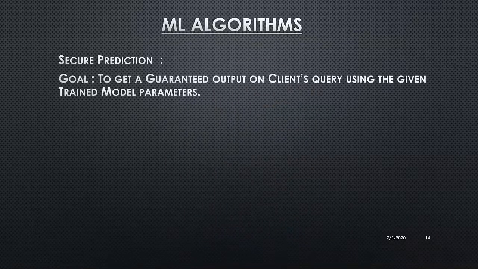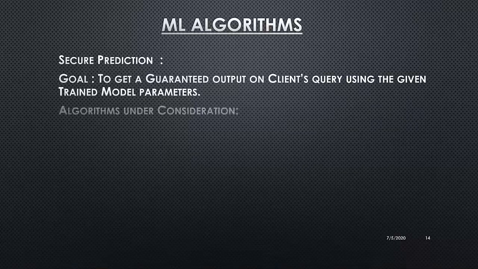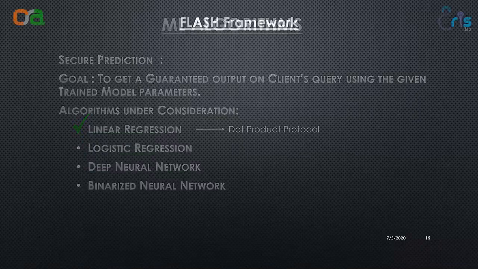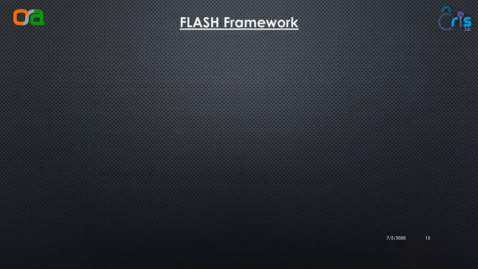The ML algorithms that we are considering in our paper, first of all, we are looking at secure prediction. That is, given a query, I would want the output to my query based on the trained model parameters. The algorithms under consideration in this paper are linear regression, logistic regression, deep neural network, and binarized neural network. In this presentation, I'll talk about linear regression, which under the hood primarily just uses a dot product protocol.